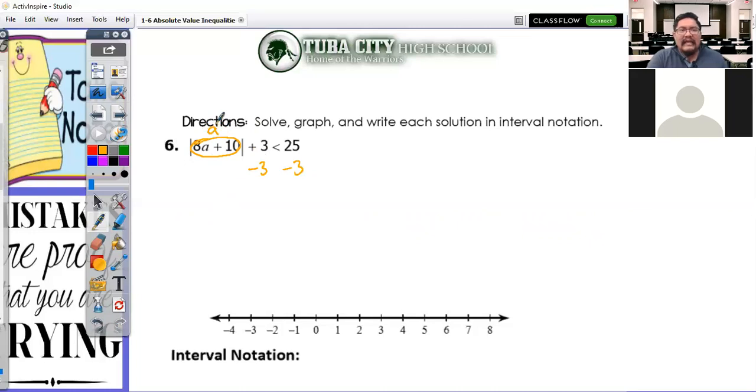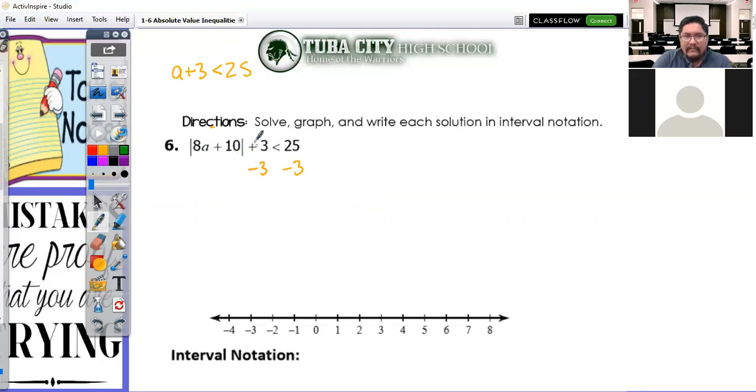If this is all just a, like if I have a plus 3 is less than 25, you would do the same thing. You would subtract 3 from both sides. So I don't know if that helps. In fact, I can kind of see it maybe confusing some people even more. But this whole thing has to be by itself before we break it into 2 cases.